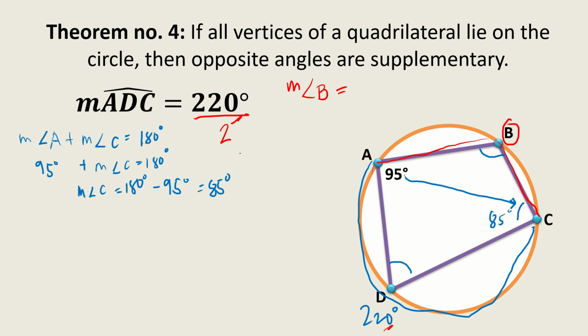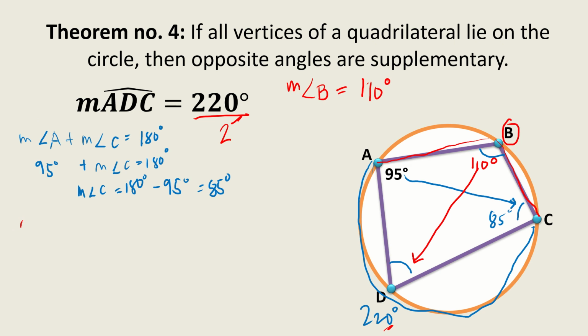So, 220 degrees divided by 2 will give you 110 degrees. So, angle B measures 110 degrees. Ngayong meron na tayong angle B, makukuha na natin si angle D. Paano po? Kasi di ba si angle B is the angle opposite angle D. So, balik tayo kay theorem number 4.